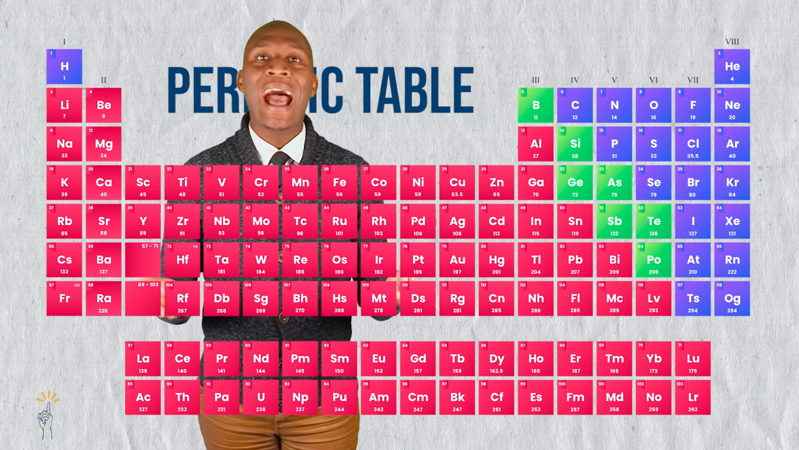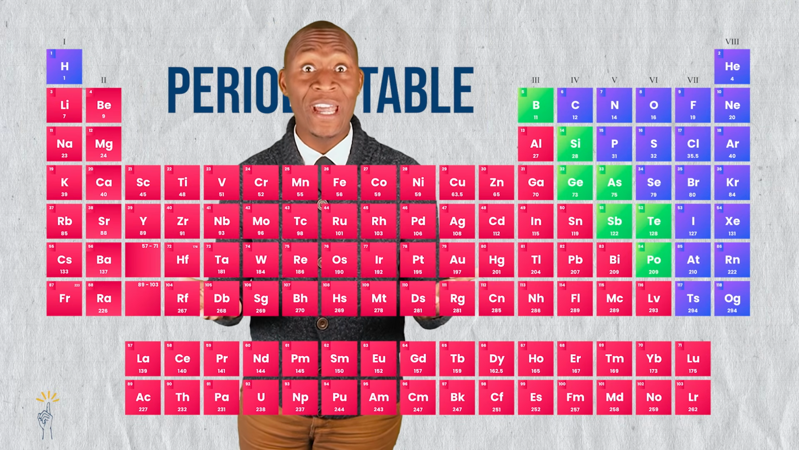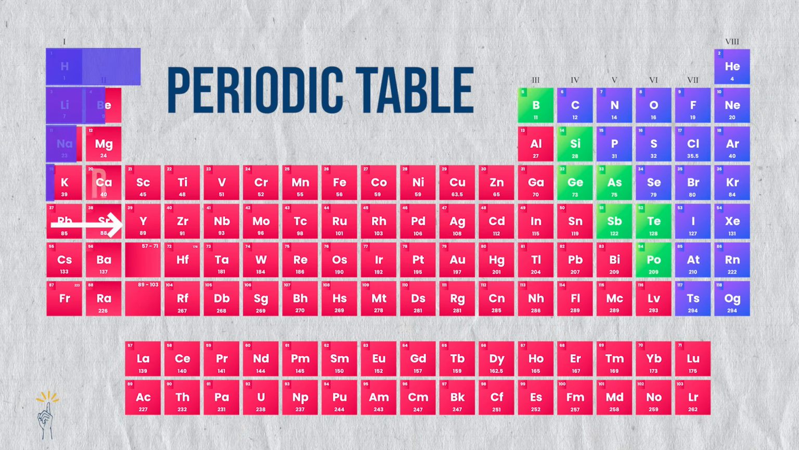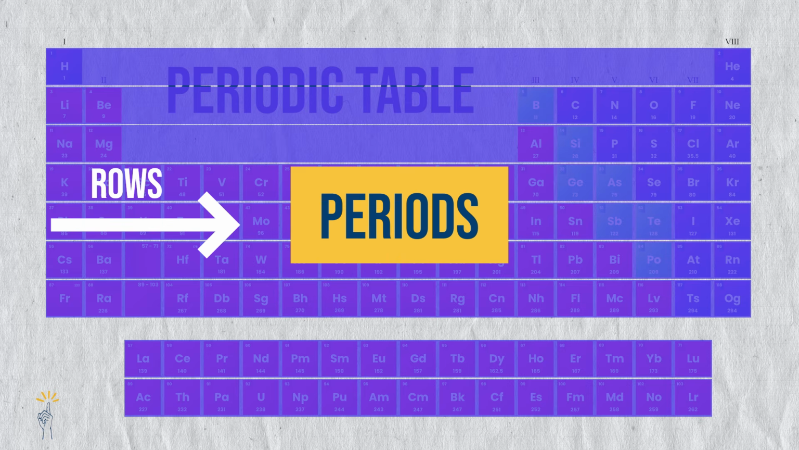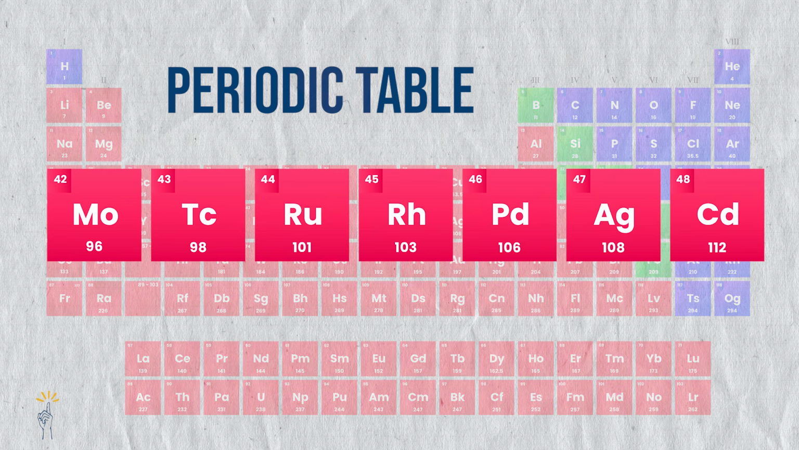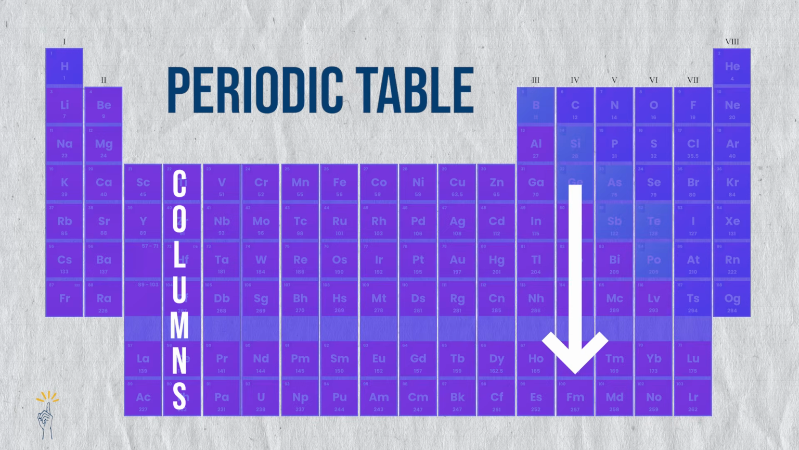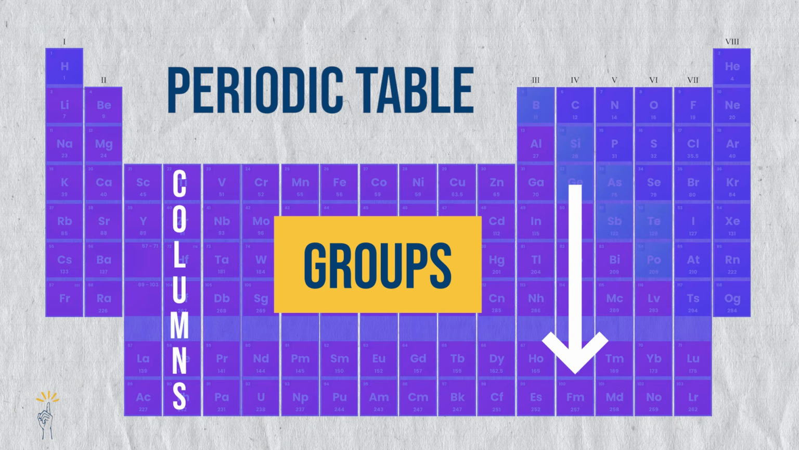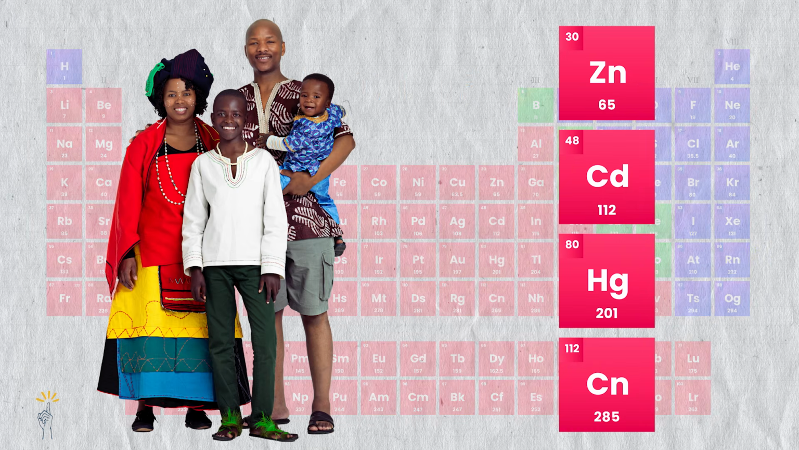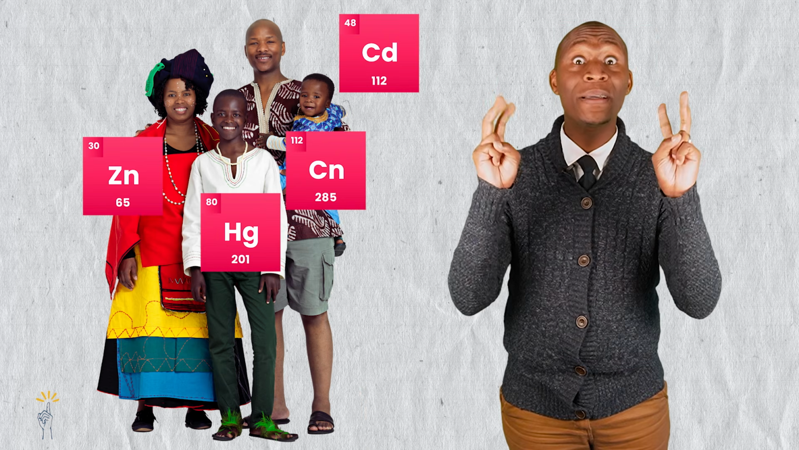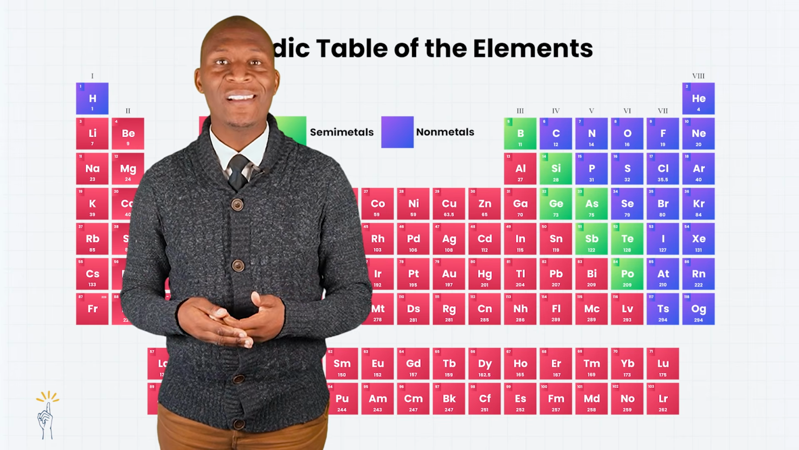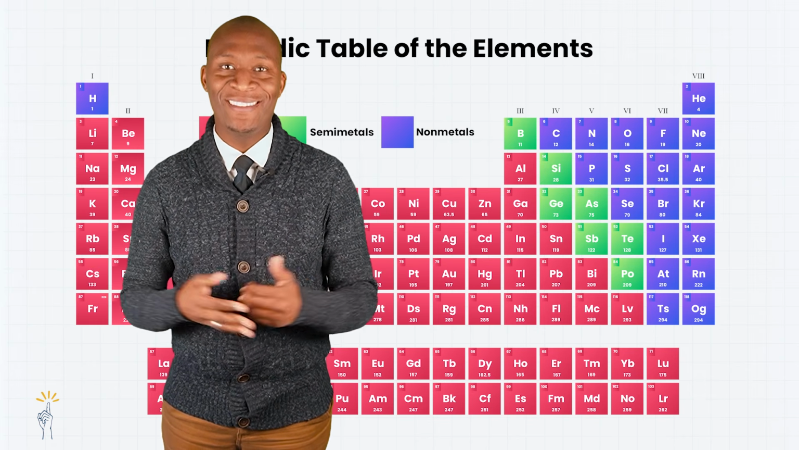So grade 8s, how is the periodic table organized? Rows left to right are called periods. They show elements getting bigger and heavier. Columns up and down are called groups. Elements in the same group act like a family. They share similar personalities. But what is the periodic table and how is it put together?